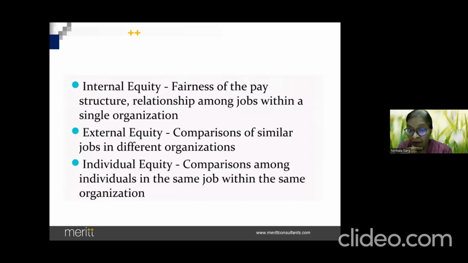How are we paying? Now, individual equity is all about two individuals doing the same job within the same organization. Is there a pay differential? Yes, and if it is there, why? Say, for example, Abhijit and Seema are two individuals working in the same job as an HR manager with the same JD, but Abhijit gets a little more than Seema. The pay differential is 10% or 20%. Then Seema would like to know why he is getting more. Why is there this pay differential? So we would be looking at some of these things.